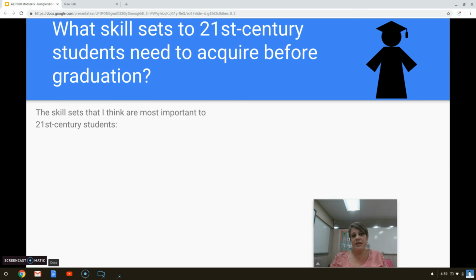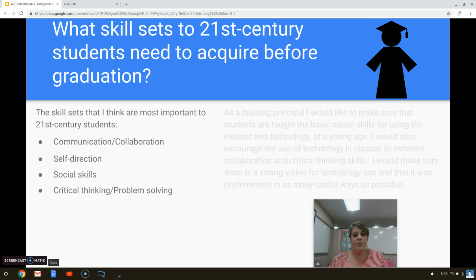So, what are some skill sets that I believe our students need upon graduation? Communication and collaboration is key. They need to be able to communicate with other people as well as collaborate with assignments and other things that they are working on. And they need to be able to do this through technology as well as one-on-one. Self-direction becomes very important when you're talking about technology, online classes, things like that. You have to have that self-directed motivation. Social skills, we all know that students can text, but they need to understand the transition to those social skills on the internet, how the technology needs to be used, and critical thinking and problem solving.